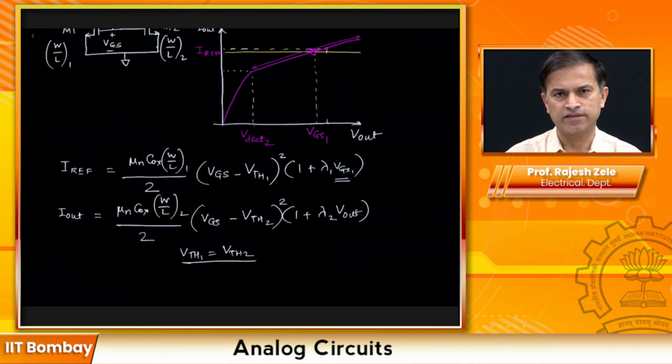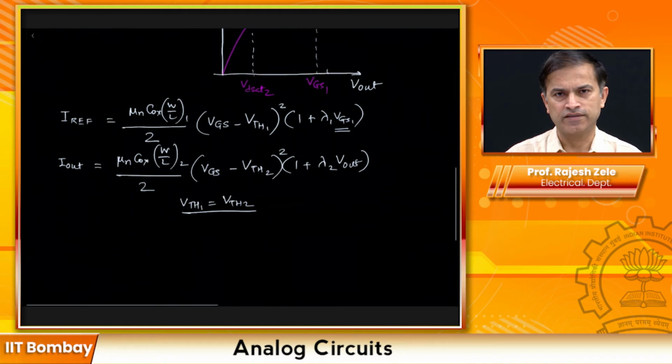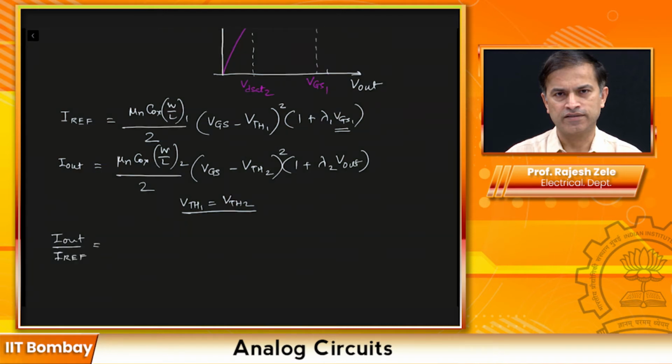Okay, for the first order approximation, if we look at the ratio I out divided by I ref, what would that be equal to? If you look at the overall factors, the only thing left out will be W by L of transistor 2 divided by W by L of transistor 1, and then you will have 1 plus lambda 2 V out divided by 1 plus lambda 1 VGS. We want mirroring to be predictable and accurate.